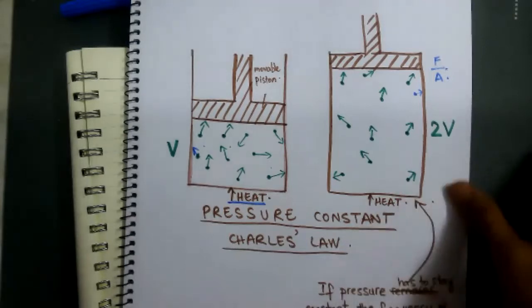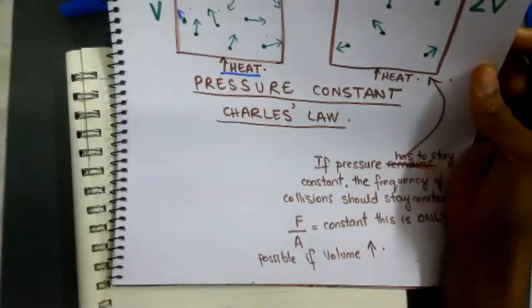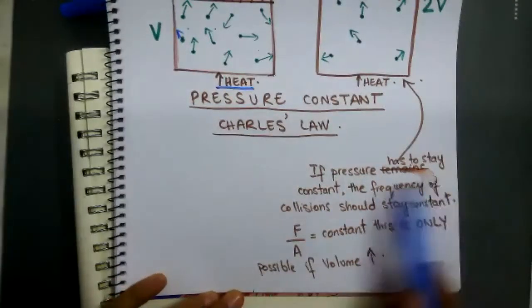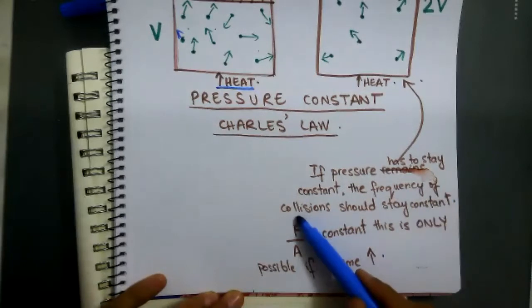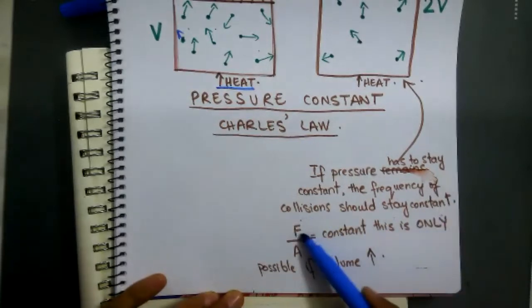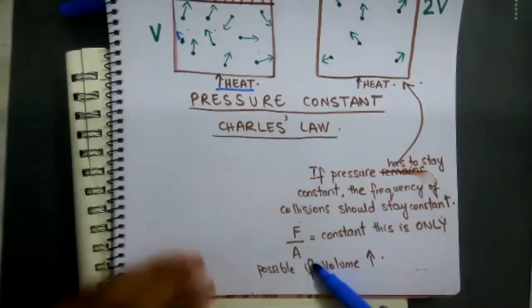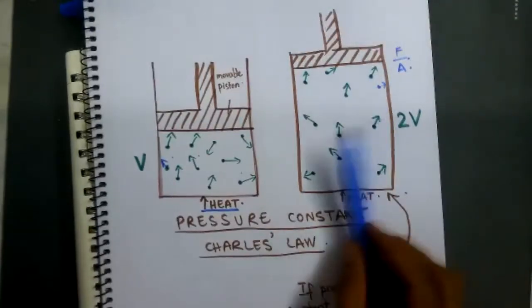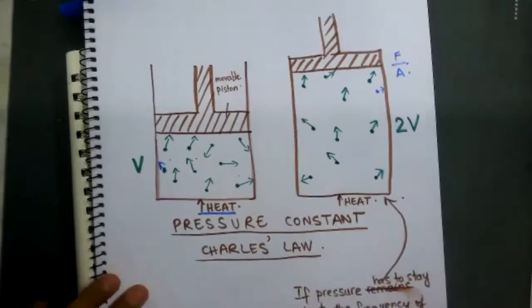So this was Charles' law. Is there any question? If the pressure has to stay constant, the frequency of collisions should stay constant. And that is constant only if the volume is doubled. If the volume is doubled, then the force is distributed over a greater area, and so the pressure is constant.